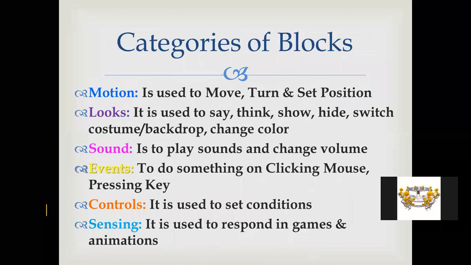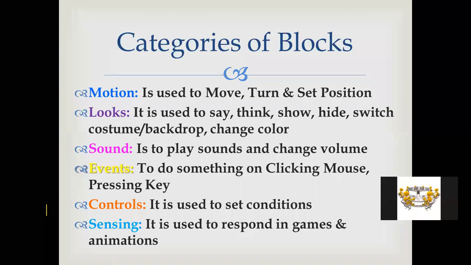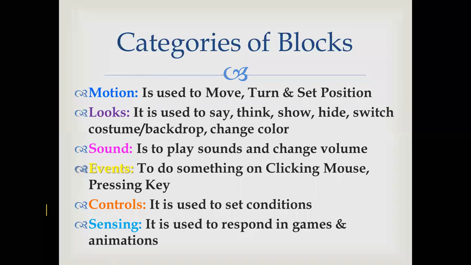Okay, now what are the different categories of blocks? We have different categories of blocks. These are the different categories. The colors which I have made here, like blue, purple, pink, yellow, orange, and light blue, the same colors will also appear in your Scratch window. So first is motion. Using motion, you can make your cat turn, move, set a position. All these things can be done with the motion block.